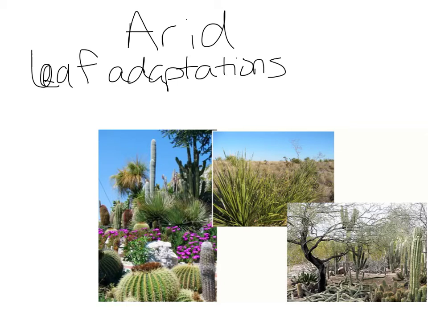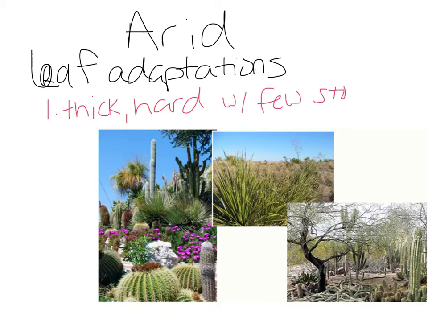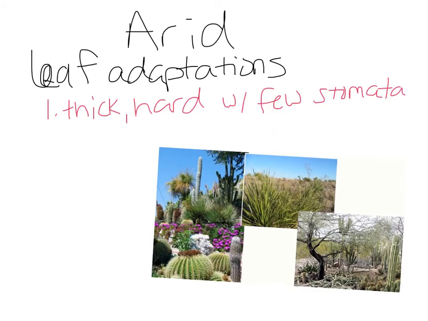Things like the leaf may be very thick, very hard, with very few stomata so that they don't lose as much water, and those few stomata that they have are on the underside of the leaf. So that's one adaptation you may see of the leaves in an arid environment.